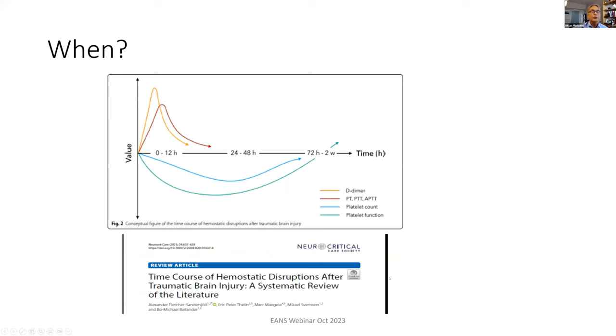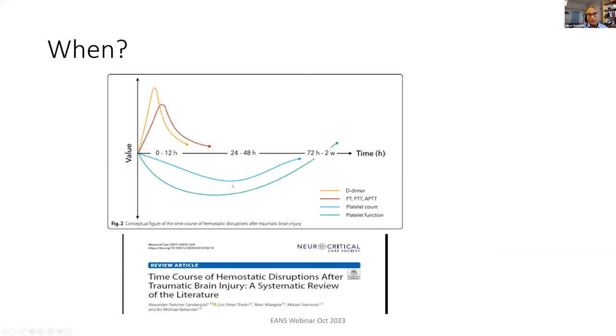This is a good time course. We have the platelet count and platelet function, which is impaired for up to 72 hours, even up to 2 weeks post-injury, and we have impaired coagulation lab values also very early post-injury by the TBI itself.